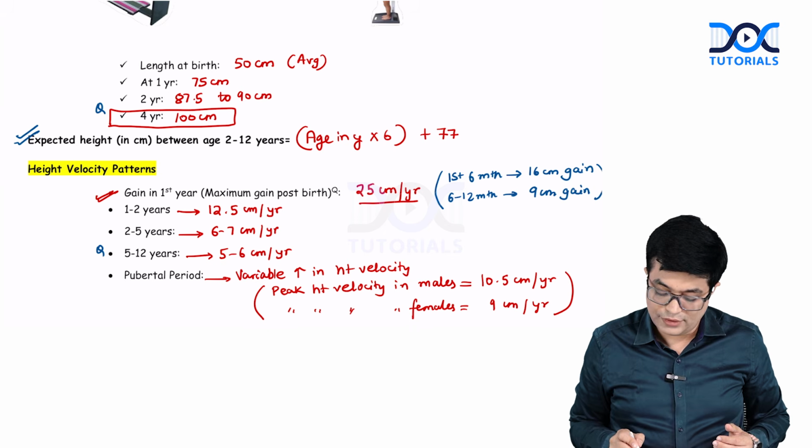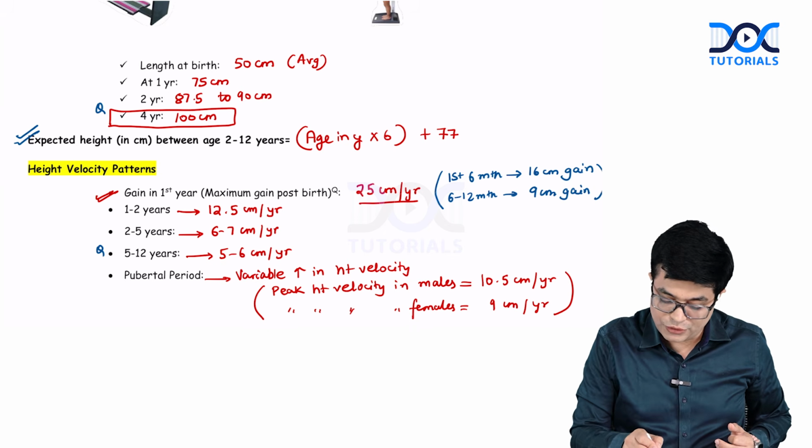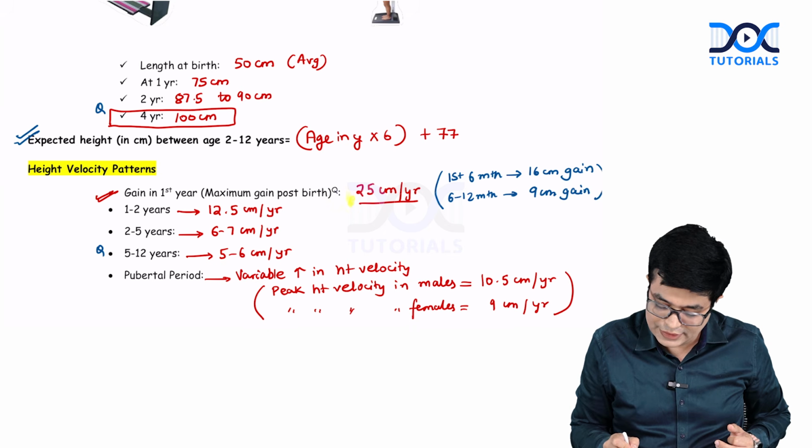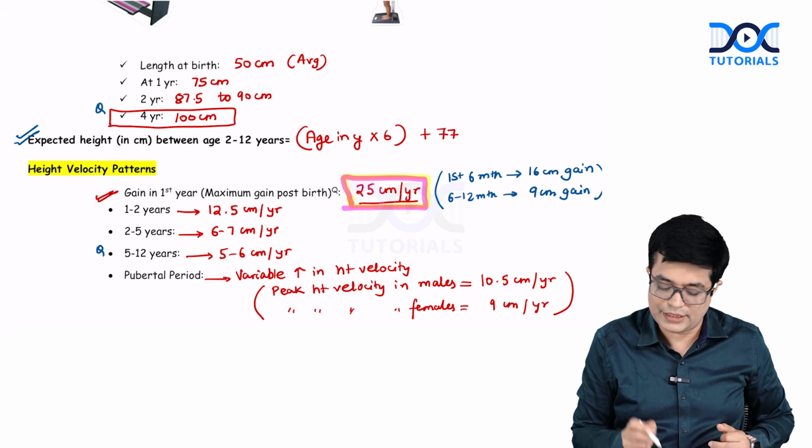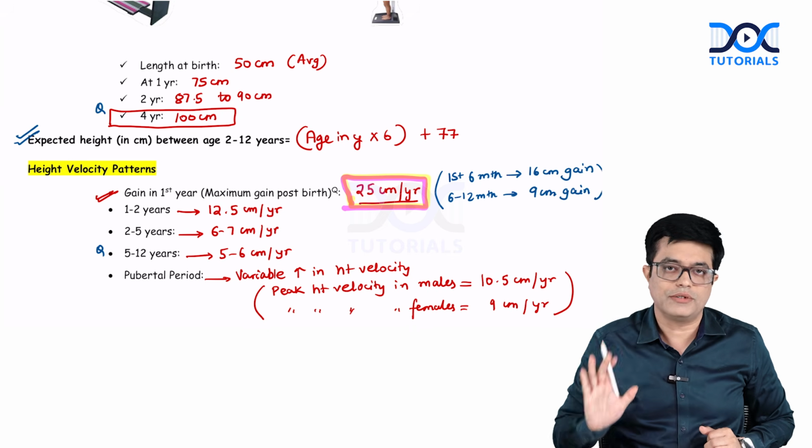So, maximum gain is happening during which period? You can easily see it is happening in the 25 centimeters per year period. And that is your answer. You can remember it, you can add it to the notes.